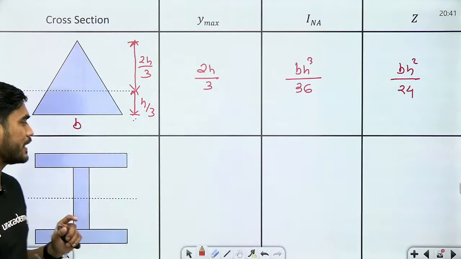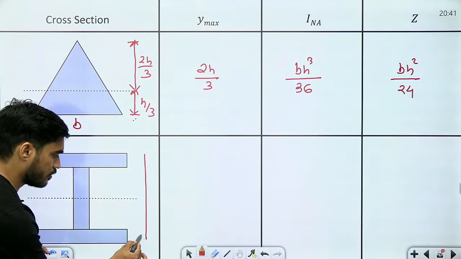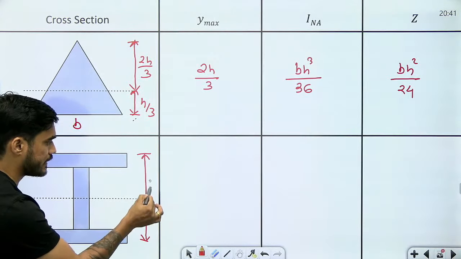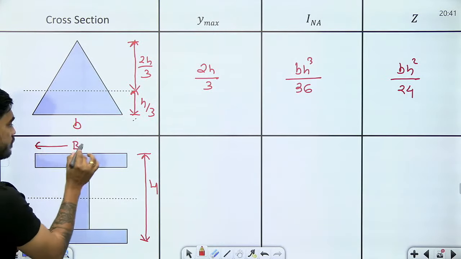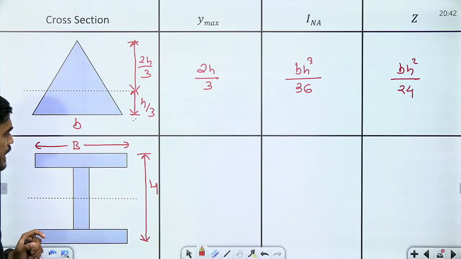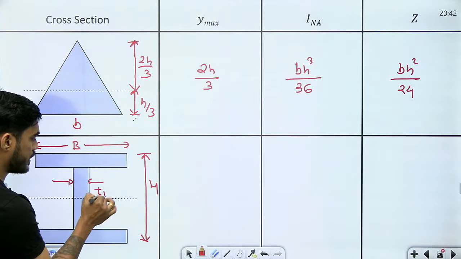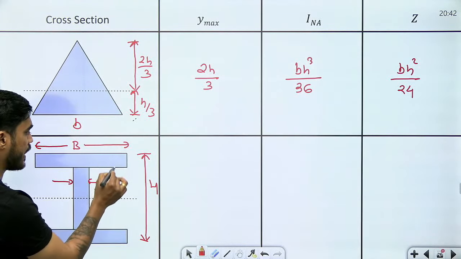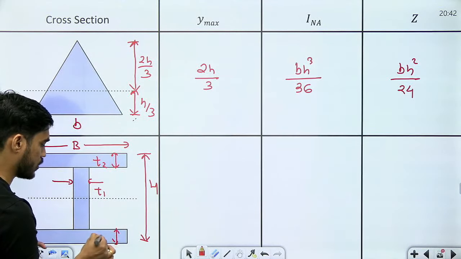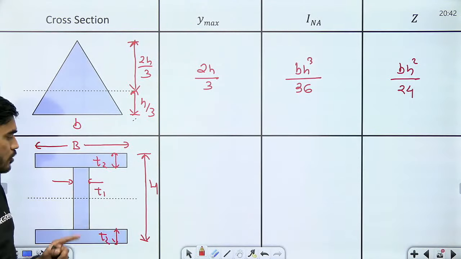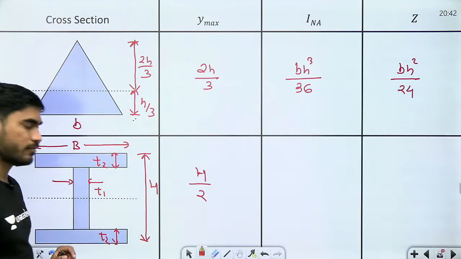So for this, calculating moment of inertia is very simple. How do we do that? Understand. Okay, let's say the total height is capital H and the total width is capital B. Okay, let's say this is T1, this thickness is T1, and let's say this thickness is T2, this thickness is also T2. Okay, so what will be Y maximum here? Y maximum will be obviously H by 2, right?